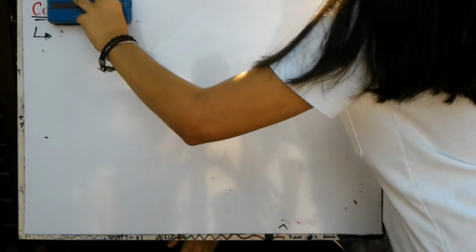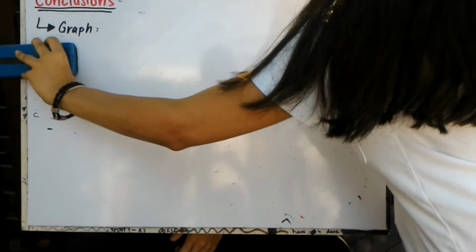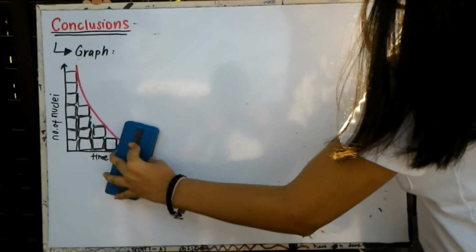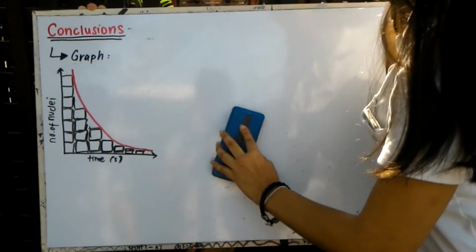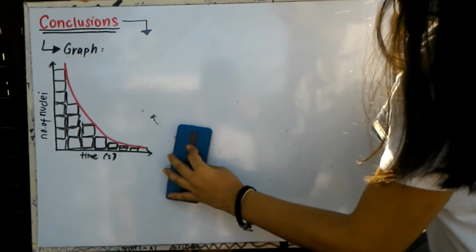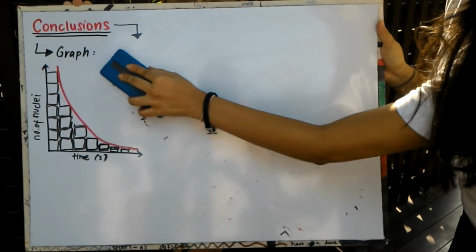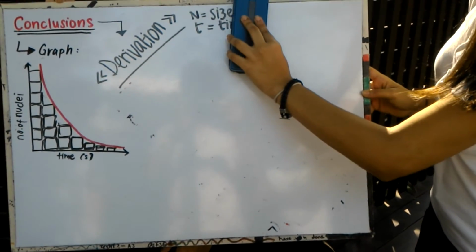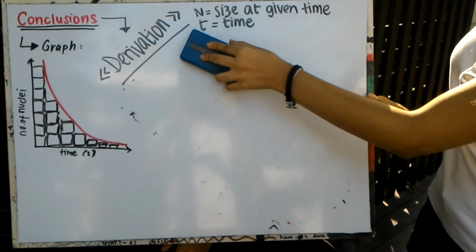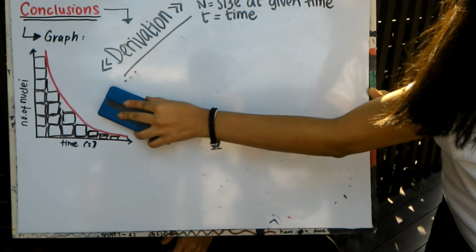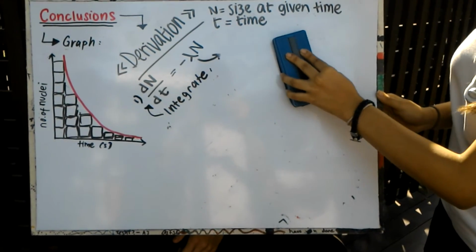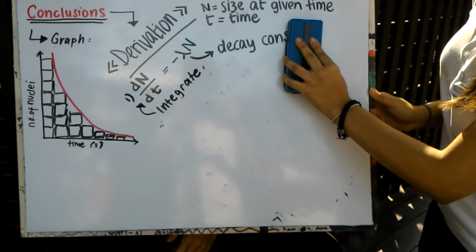Relating this to radioactive decay, the rate of the number of nuclei decaying decreases over time. Since each die had a constant probability of it landing on a specific side, nuclei have a certain decay constant. The equation for half-life can be derived from this graph. N is the size of radioactive material at a given time. T is time. The graph can be expressed in an equation by including a decay constant, lambda, which is negative.